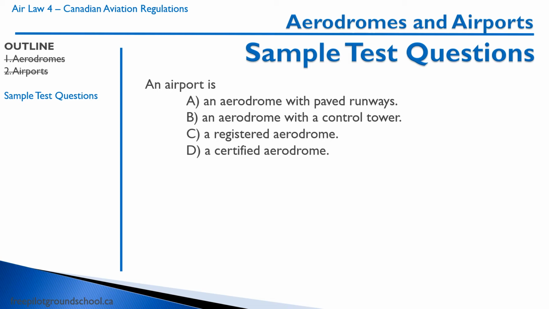First question, an airport is A, an aerodrome with paved runways. So we know that's not necessarily the case. B, an aerodrome with a control tower. No, there's lots of airports without control towers. C, a registered aerodrome, or D, a certified aerodrome. Well, the correct answer is D. It's a certified aerodrome.